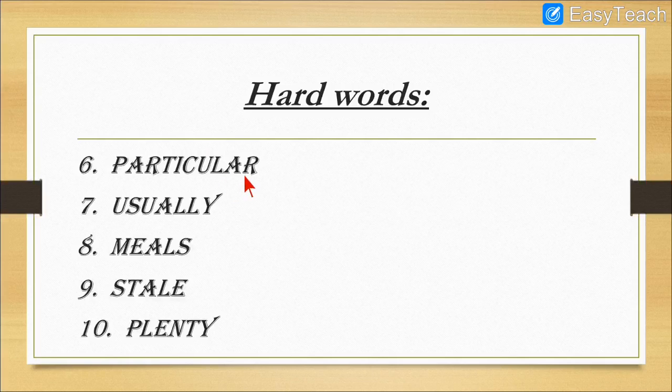Then number 6 to 10, PARTICULAR, particular. Number 7, USUALLY, usually. Number 8, MEALS, meals. Number 9, STALE, stale. Number 10, PLENTY, plenty. So these were the 10 hard words that we had revised.